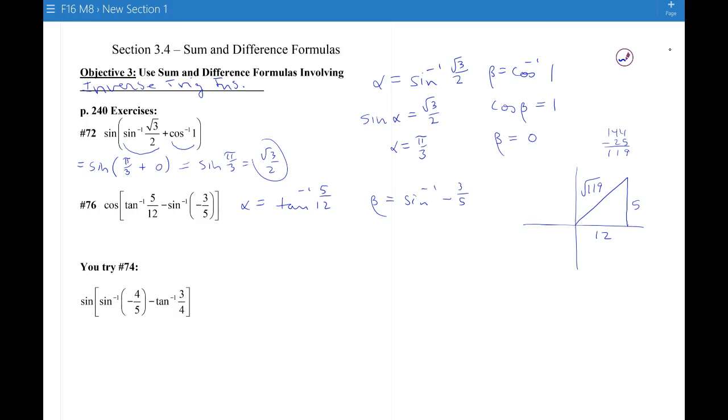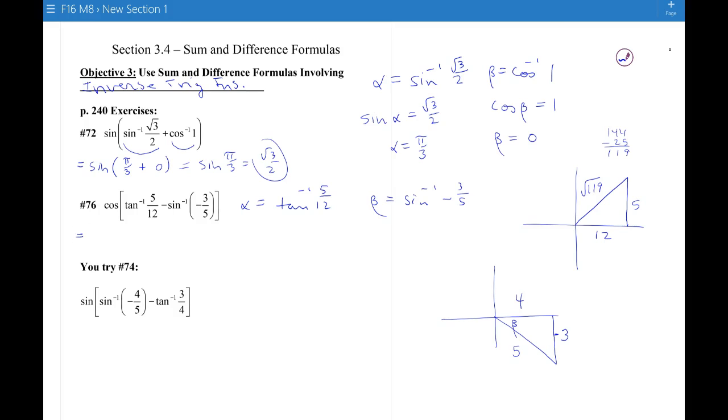I'll double check that. And then beta, where the sine is negative, considering the restricted domain, needs to be in quadrant 4, and I have an angle with a sine of 3/5. And the 3 is negative, and the third side length is going to be a 4 for a 3, 4, 5 right triangle.